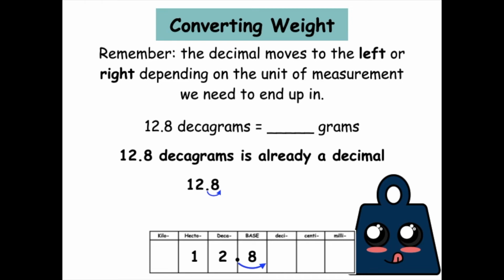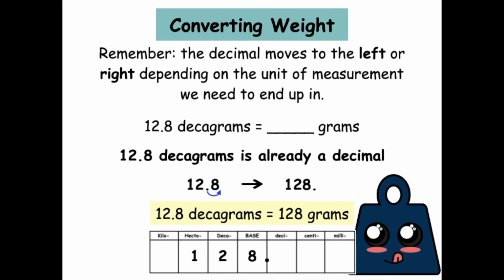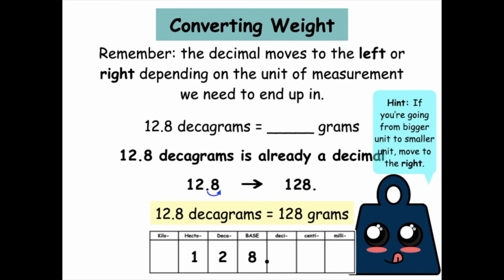So when I move my decimal from living between the 2 and the 8 to the right one time, now it lives on the end of the 8, so I have a whole number, which therefore leads us to believe that 12.8 decagrams equals 128 grams. Like I said, simple, easy, same steps regardless of what unit we're using. As long as you stick to those steps, you should be fine. So your little hint from our little weight friend is you are going from a bigger unit to a smaller unit, so you need to move your decimal to the right.